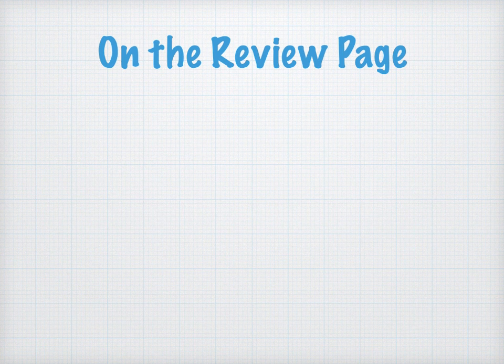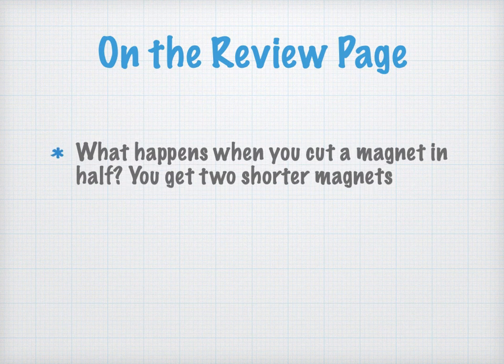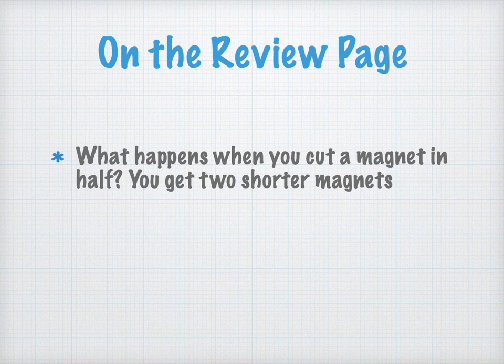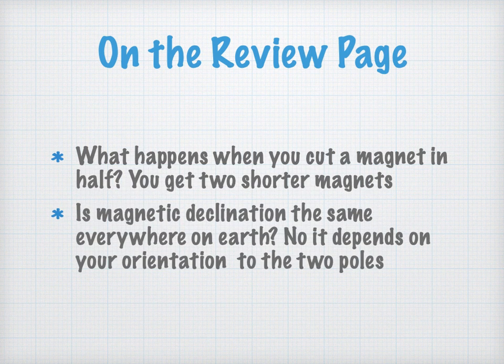Okay, so what happens when you cut a magnet in half? And of course, you get two shorter magnets. And the last question is, is magnetic declination the same everywhere on Earth? And absolutely no. It depends on your orientation to the two poles. So if you were in line, standing facing the magnetic pole and right behind it would be the North Pole, then it would be straight up. It would be 0 degrees.